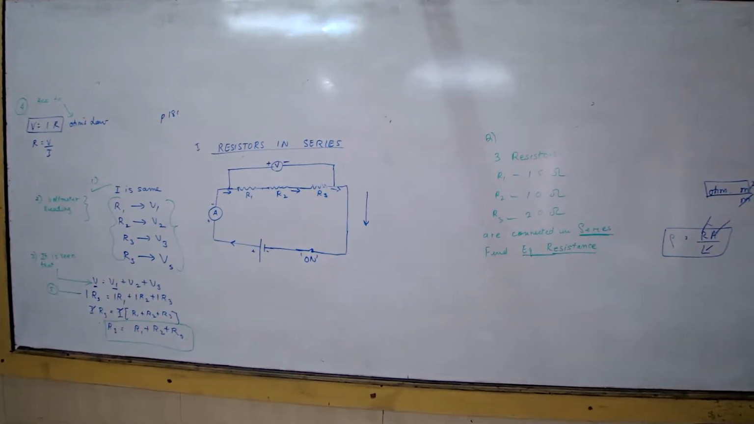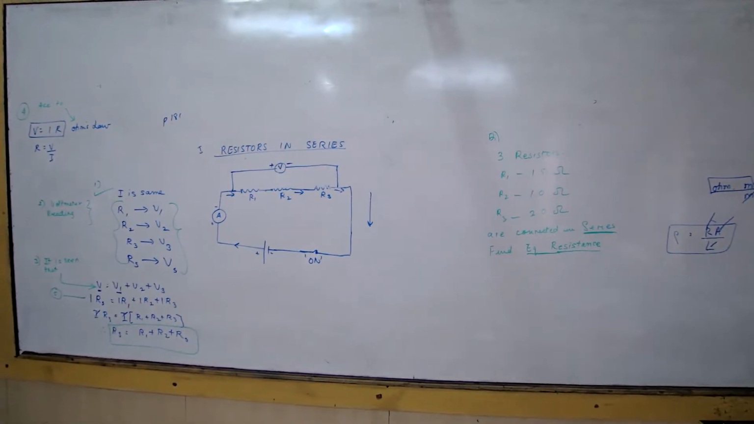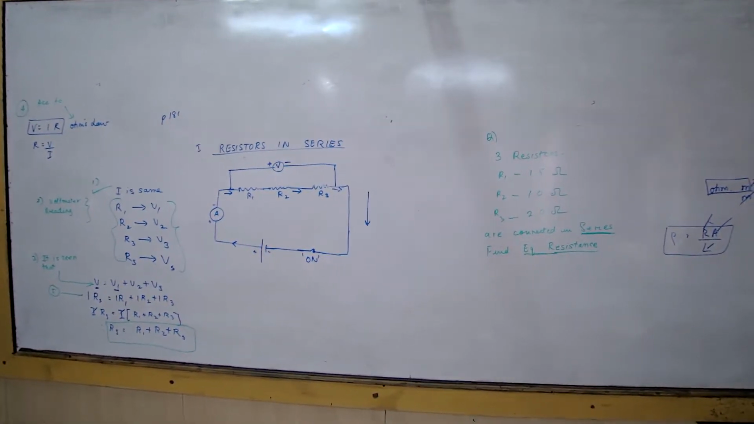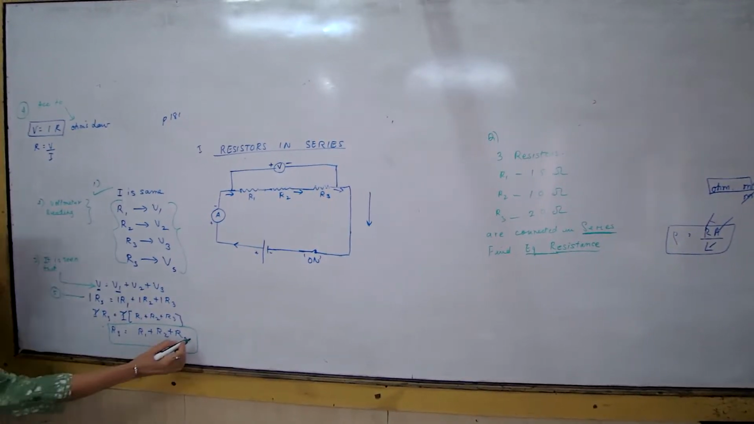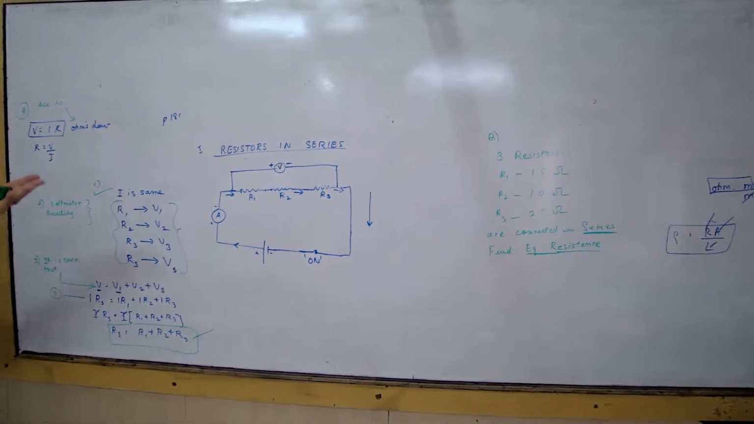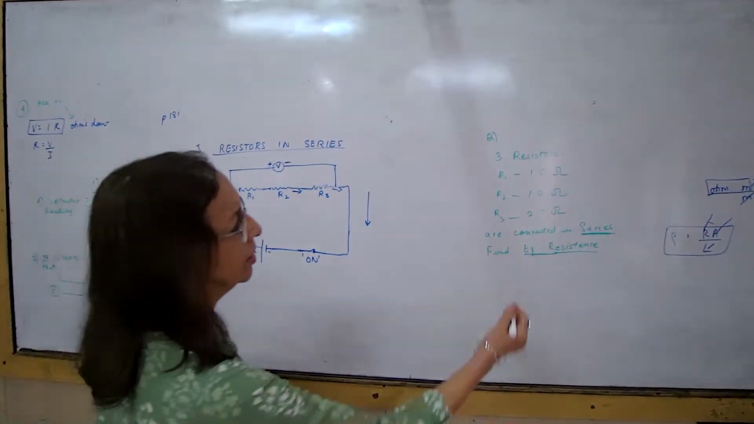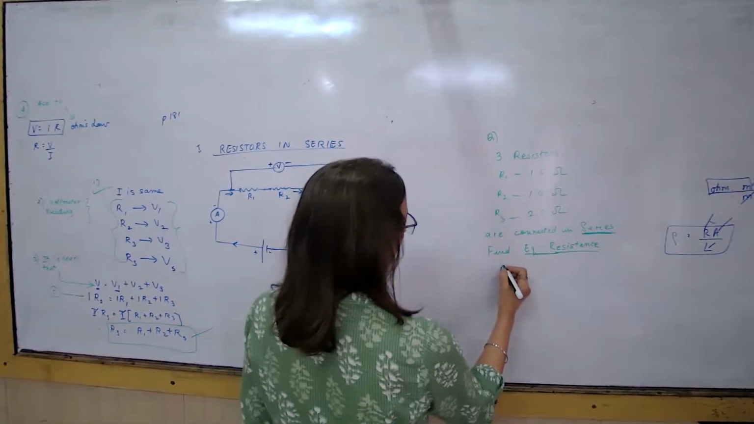What is the meaning of equivalent resistance? That means once you add up everything, you find out the total, 4.5. So you just write down the formula and you would obviously get the answer.